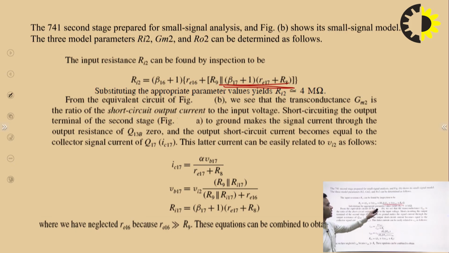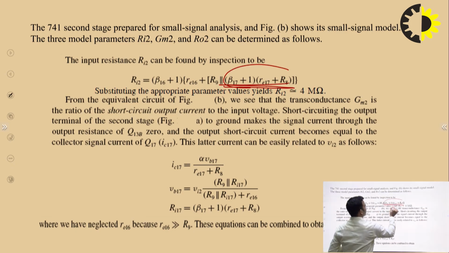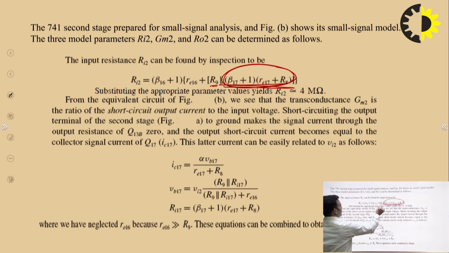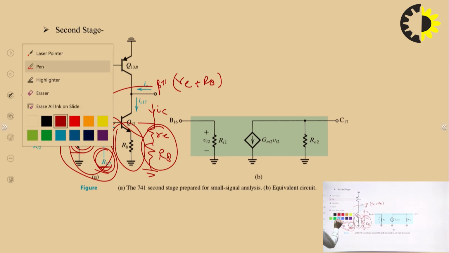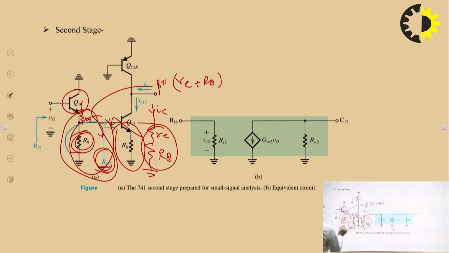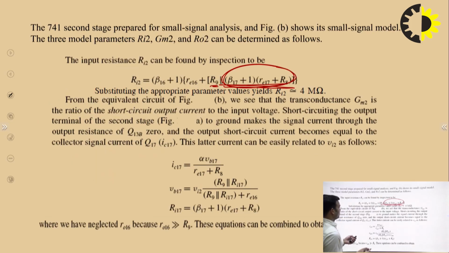This is the input resistance. This is the input resistance at the input side of transistor 17. R9 is this, and these two together, I can take a different color, and these two will be in series with this. So we have written this, and it will get multiplied by beta plus 1, and this should be the value of Ri2.